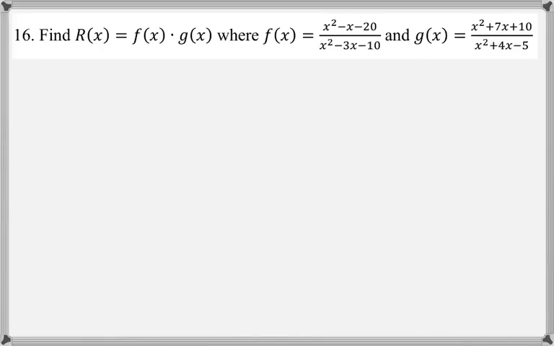So question 16 says to find r of x is equal to f of x times g of x, where we have f of x and we're given a rational expression, and we have g of x and we're given another rational expression. So we're really doing the exact same thing as we've been doing before, except they're just phrasing it now with functional notation. So I'm really just multiplying these two.